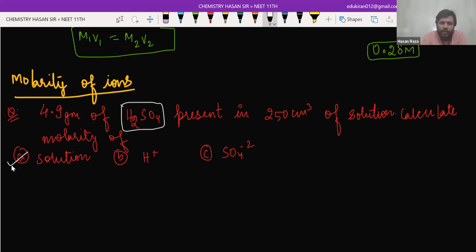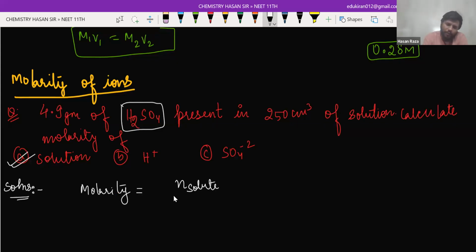So the first question is very easy. You are going to do it in the way we did the previous question. Basically this is formula based, so we are going to apply the formula. Molarity is equal to number of moles of solute upon volume of solution in liters. Number of moles of solute means given mass upon molar mass. Since number of moles is not directly given, I'm going to apply the formula: given mass upon molar mass, upon volume of solution in liters.